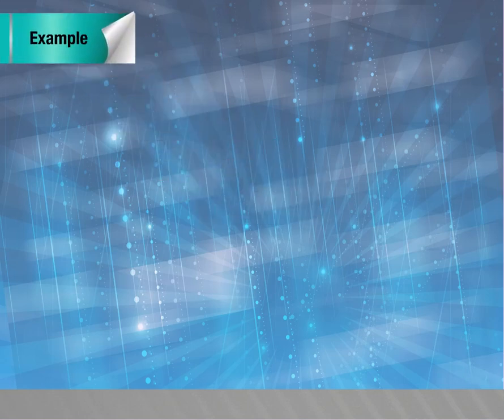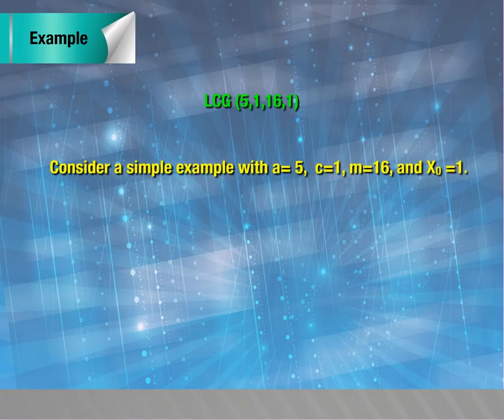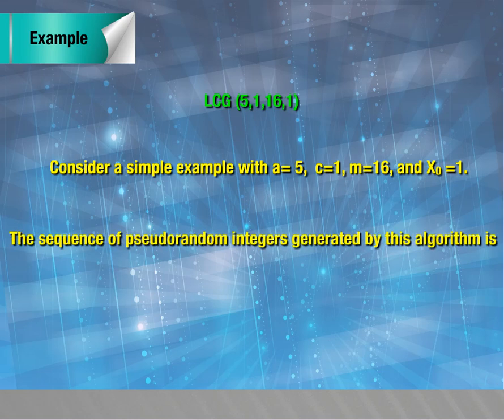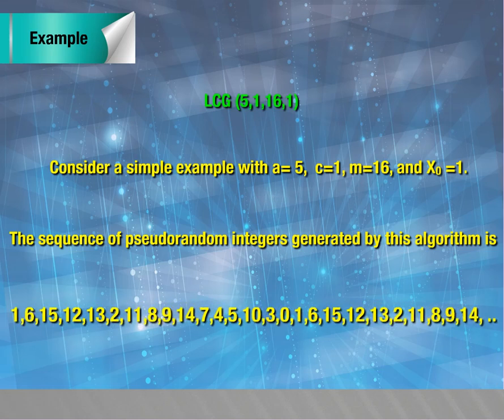Example: LCG of 5, 1, 16, 1. Consider a simple example with A equal to 5, C equal to 1, M equal to 16 and X0 equal to 1. The sequence of pseudo-random integers generated by this algorithm is 1, 6, 15, 12, 13, 2, 11, 8, 9, 14, 7, 4, 5, 10, 3, 0, 1, 6, 15, 12, 13, 2, 11, 8, 9, 14 and so on.